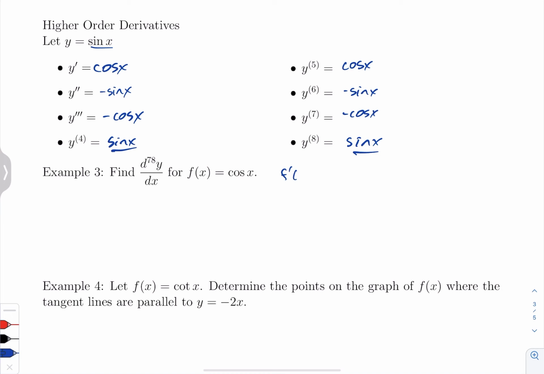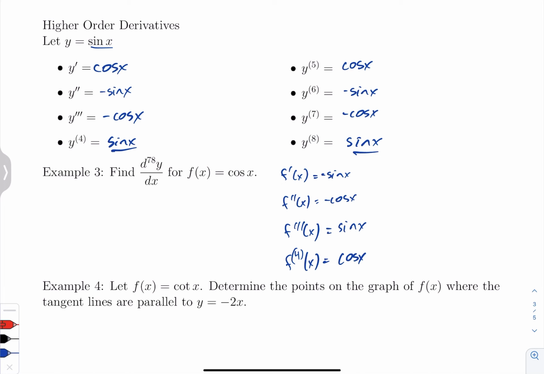F prime of x, so the first derivative of cosine is negative sine of x. F double prime is going to be the derivative of negative sine of x, which is negative cosine of x. Third derivative is sine of x, and then fourth derivative, we are back to cosine. So the derivatives for sine and cosine repeat themselves every fourth derivative.